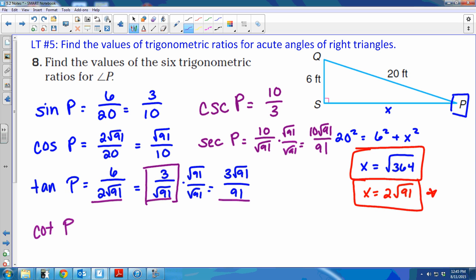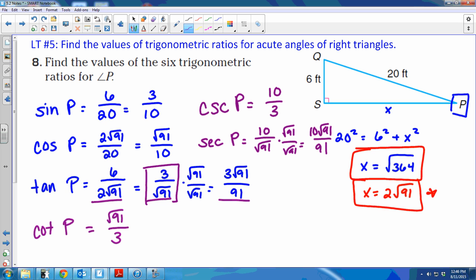If you did flip the 3 square root of 91 over 91 and then rationalize, you get the same answer. You just have to do more steps to simplify everything out. Okay? So we end up getting the square root of 91 over 3. Does it make sense why I picked the middle piece to flip? I just didn't want to do as much work. Didn't want to rationalize anything.